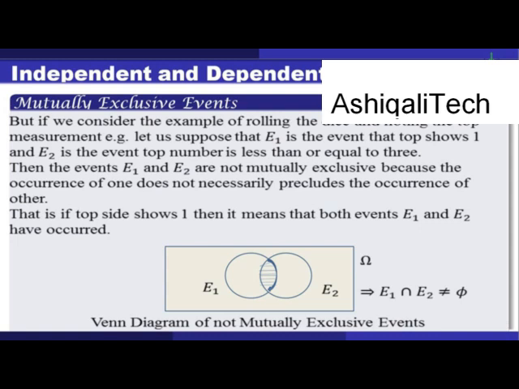You can see this with the help of this Venn diagram. We have sample space omega, and inside we have two circles E1 and E2 representing two events, and you can see that we have something common between E1 and E2 as we have shown below. So we can say that E1 intersection E2 is not empty.